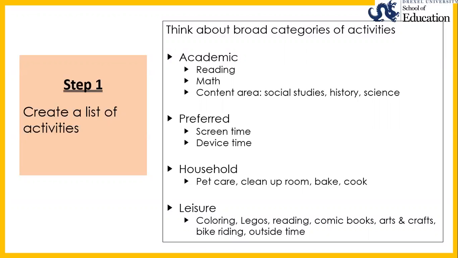Preferred activities or things that they really like to do. Those are the activities that they would choose to do most days, all day. Some household activities that might apply to your own household. And then finally, things that they like to do like hobbies or leisure activities. So coloring, Legos, reading, doing arts and crafts, just going outside, whatever that might be.